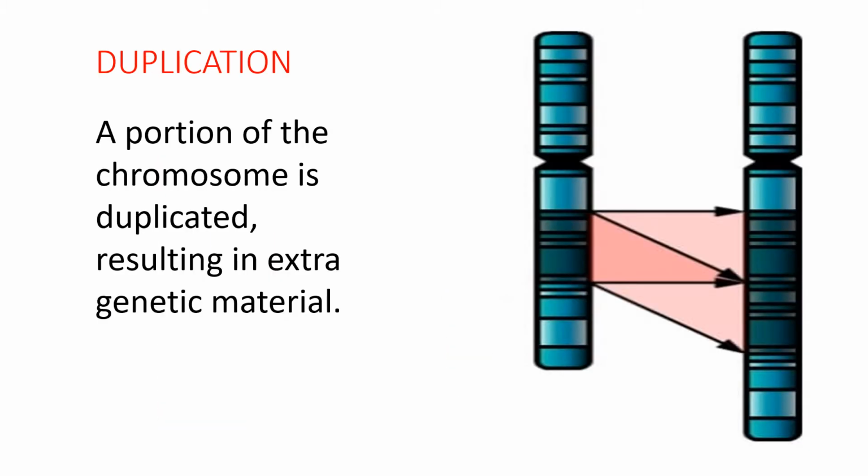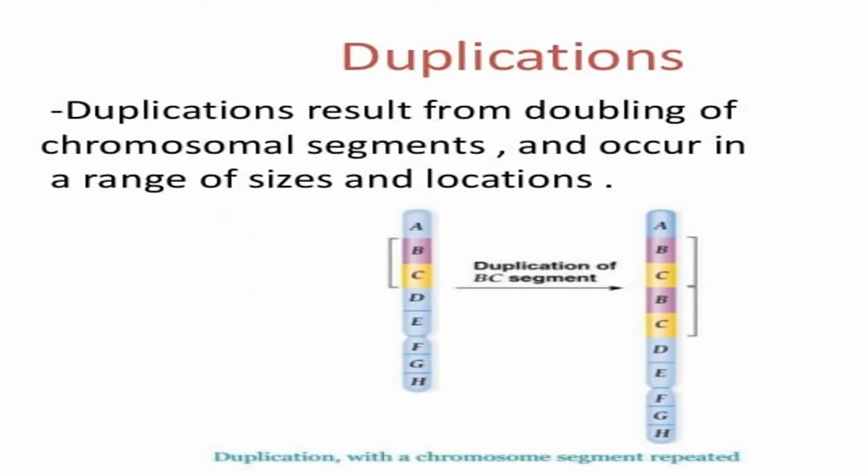Duplication. Here a portion of chromosome is duplicated, resulting in extra genetic material. As shown in this photomicrograph, this is a chromosome. This segment from here to here undergoes duplication and gets inserted side by side in the same sequence. That is, this is one gene, same sequence, side by side. Duplications result from doubling of chromosomal segments and occur in a range of sizes and locations.